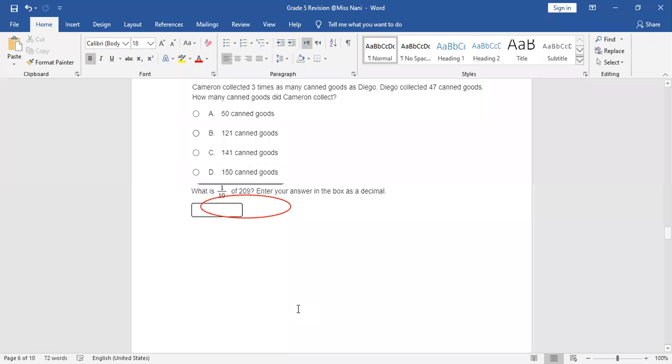What is 1/10 of 209? When I divide any number by 10, that's 1/10 of this number, the decimal point moves. If I have 209, the decimal point is after the 9, but it's not written because we don't need it. If I divide, the decimal point will move from here to here, so the answer will be 20.9.